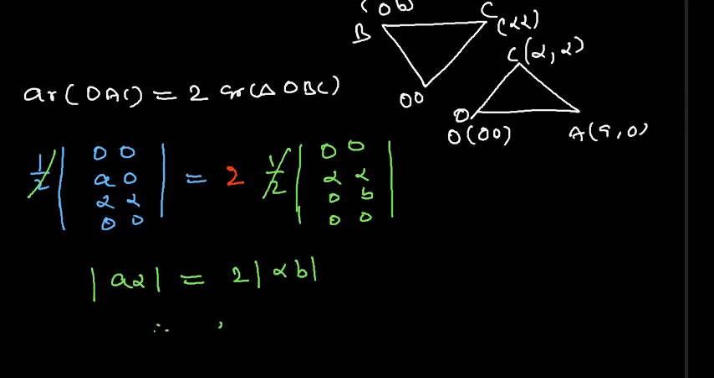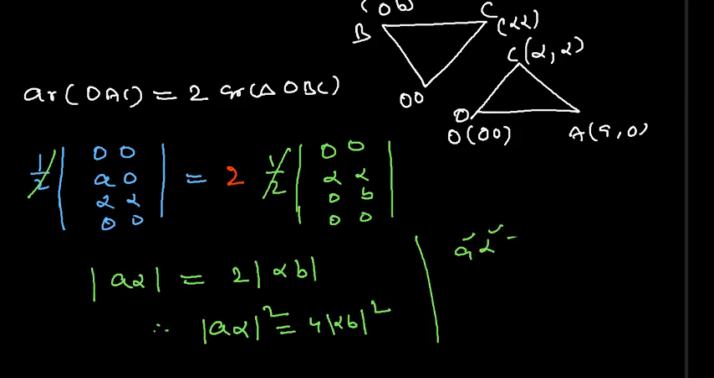So what I can say, |A| alpha mod square equal to 4 into alpha B square. What happened? A square alpha square equal to 4 alpha square into B square, alpha square. See, what I can say, A equal plus or minus 2.